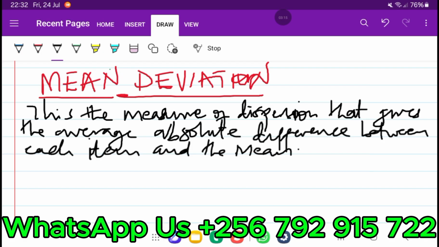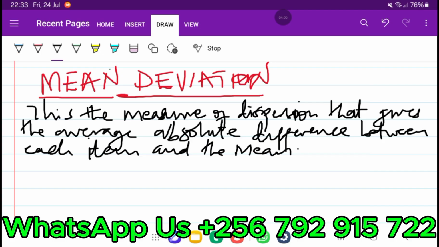Of course, it looks at each individual item and it gives us the difference between each item and the mean. In other words, you get the individual value that has been given to you, the x value, minus the mean. But here we take the absolute difference. The absolute difference means we ignore the sign, whether it's negative or positive. We just take out the difference. If it is maybe negative 20, we just take out the 20. That's the absolute difference that we are talking about.